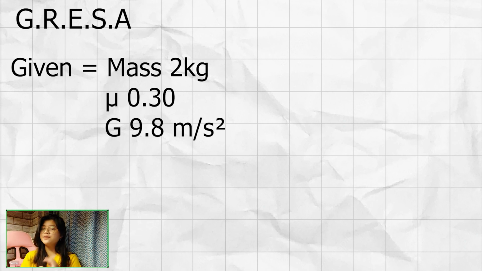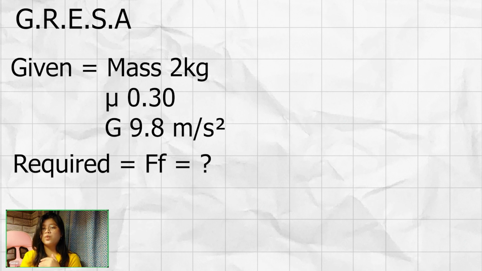Following the GRESA method, one must always identify the given first. There are three givens in the problem: a mass equal to 2 kg, a coefficient of friction which is 0.30, and a gravity of 9.8 meters per second squared, which is constant. The letter R in GRESA stands for required. In this case, the friction force is what is being looked for, because it is dependent on the girl's exertion in order for the book to slide down the wall at a constant speed. Hence, the required will be friction force.